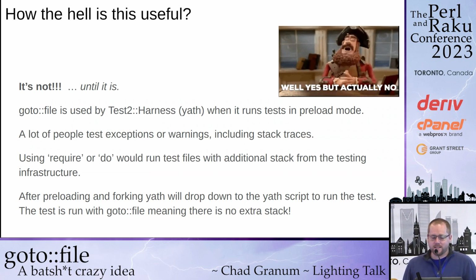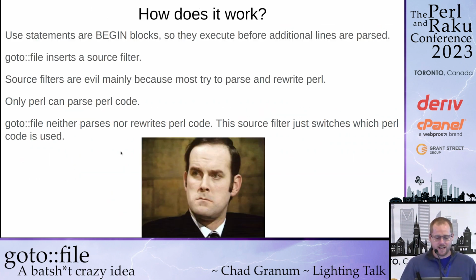Goto file is used by test2 harness, also called YAF, when it runs a test in preload mode. A lot of tests will verify stack traces. And so if you use a tool that introduces an extra stack trace, you break your tests. So using goto file, I'm able to fork after preloading things and then run the new file without introducing any additional stack trace, making preloading for tests possible without changing the test.